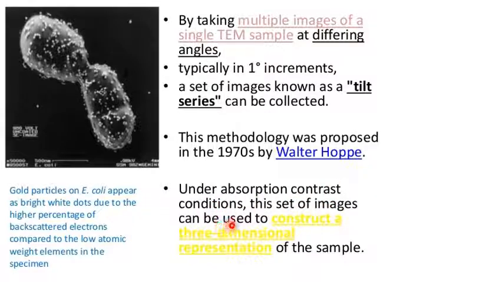This set of images can be used to construct a three-dimensional representation of the sample, because when the sample is tilted at 1 degree angles, all its dimensions can be visible in this tilt series, so we can construct a 3D representation of the sample.